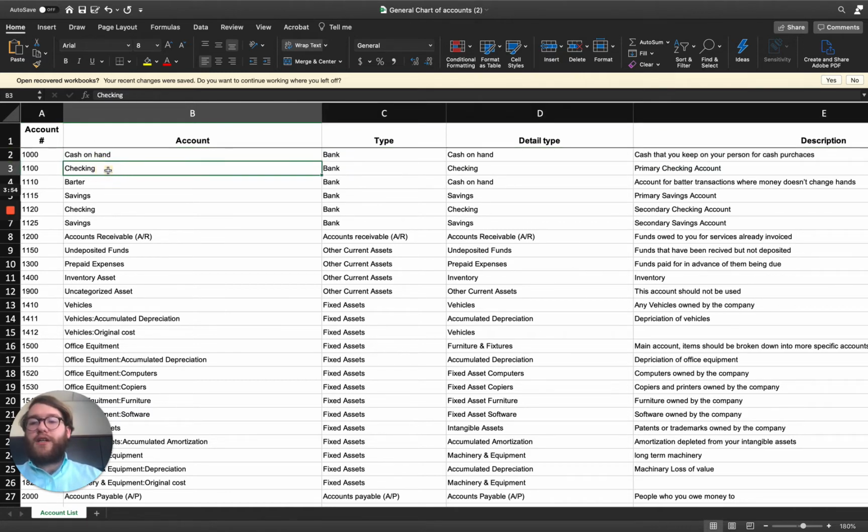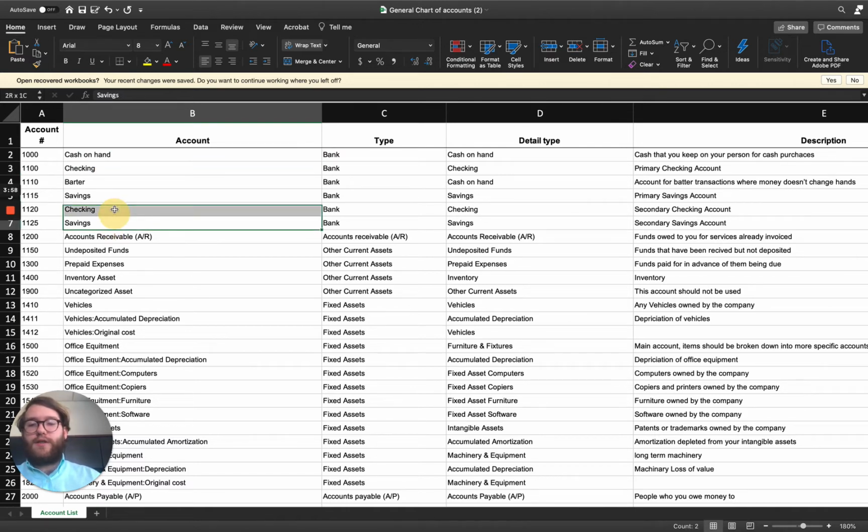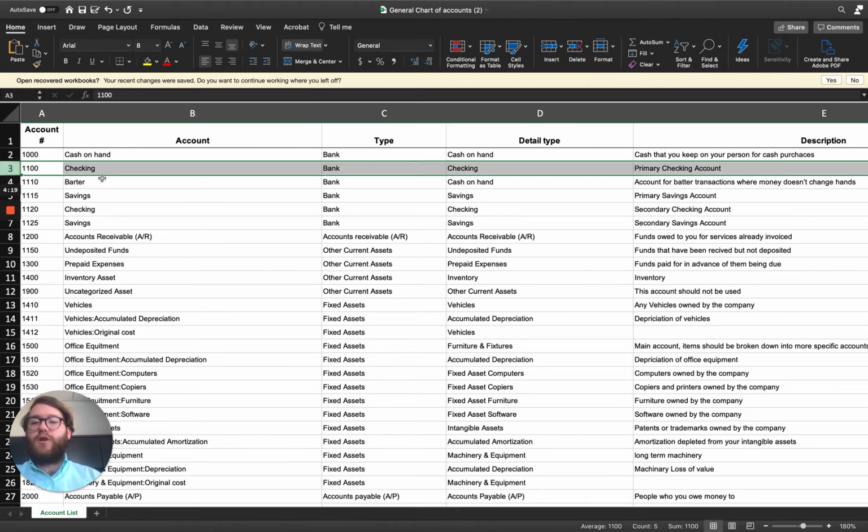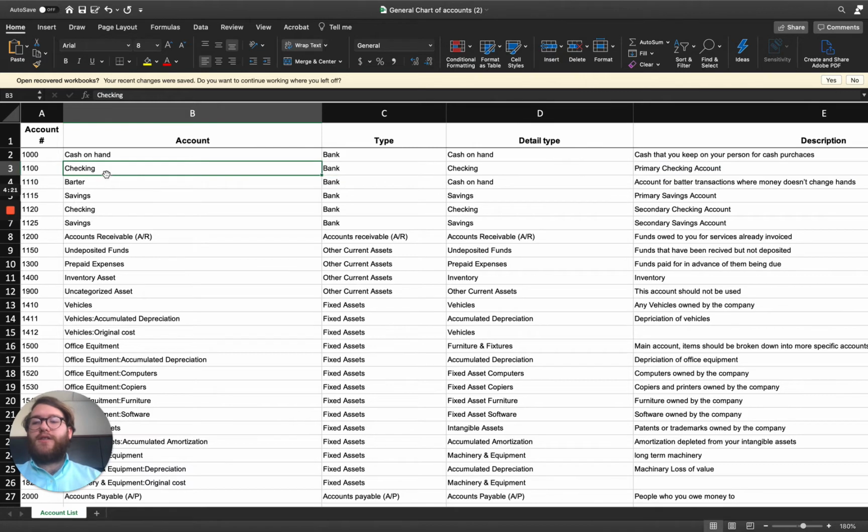Then we have our checking account and savings account, and we may have multiple of those accounts. It depends on the company. This sample that we have set up has 2 of each. I've got companies that have 6 checking accounts and 3 savings accounts, or 7 savings accounts and 3 checking accounts. But you want to have a different account here for each one. And don't just name it checking and savings. Do checking with the last 4 numbers so that you know what the account is.